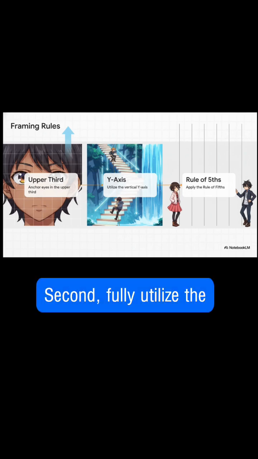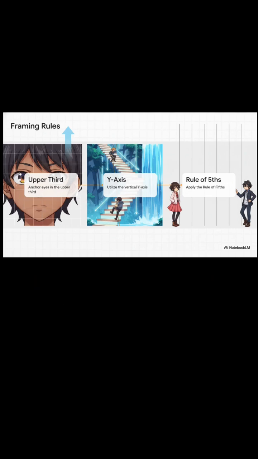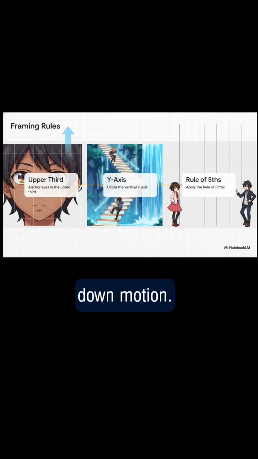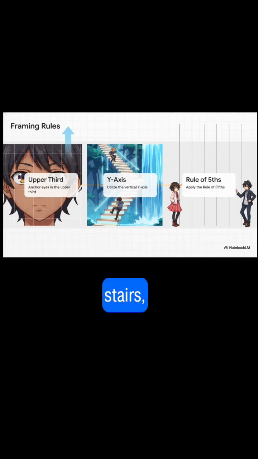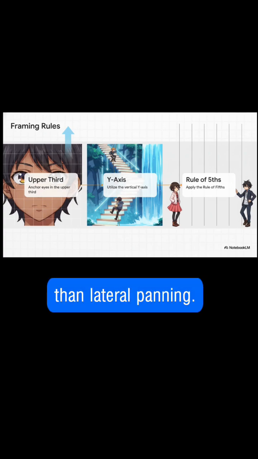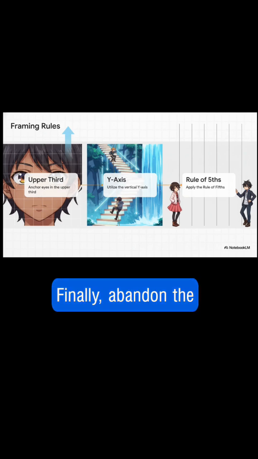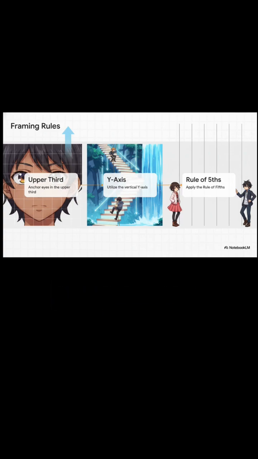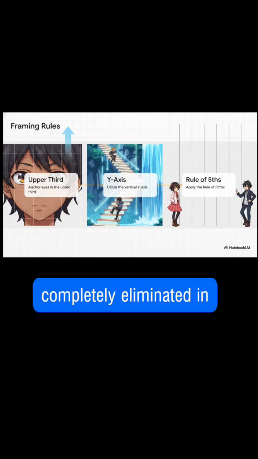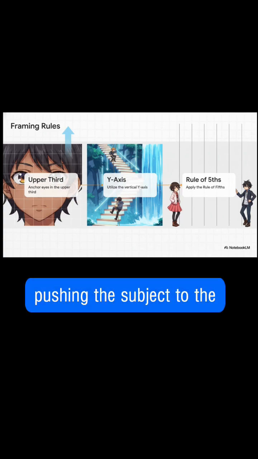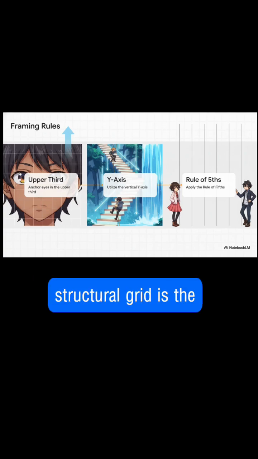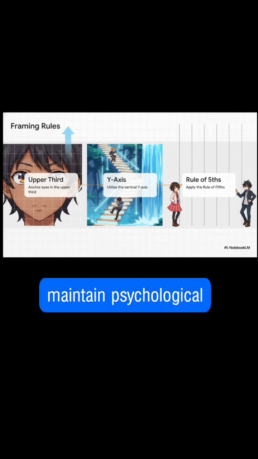Second, fully utilize the vertical y-axis. Vertical narratives naturally favor up and down motion. Think characters climbing stairs or objects falling, rather than lateral panning. Finally, abandon the traditional rule of thirds. The vertical frame demands the rule of fifths. Because lateral space is completely eliminated in vertical shooting, pushing the subject to the extreme outer fifth of the structural grid is the only mathematical way to maintain psychological looking room in the opposite direction.